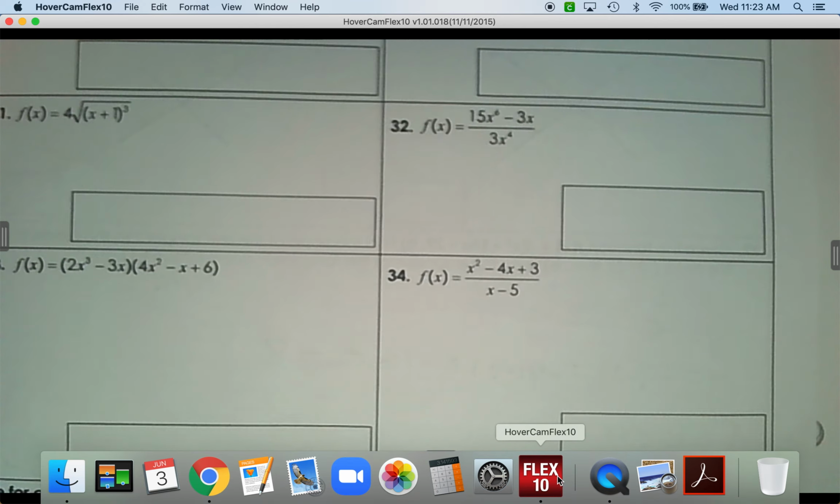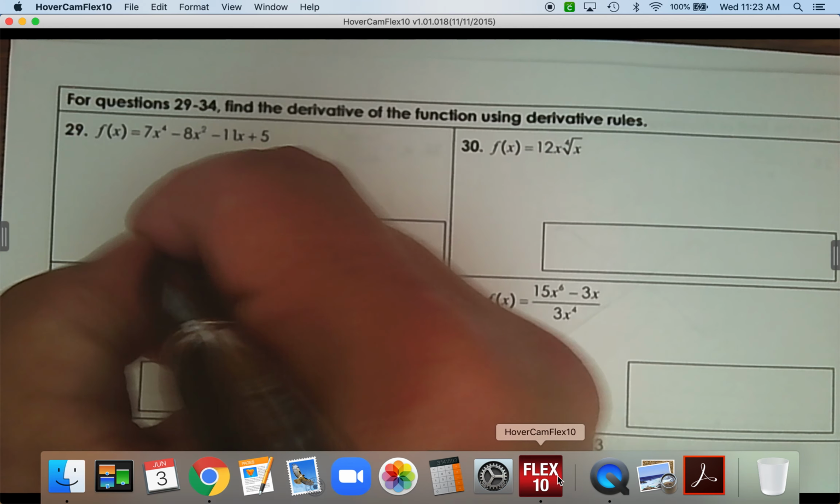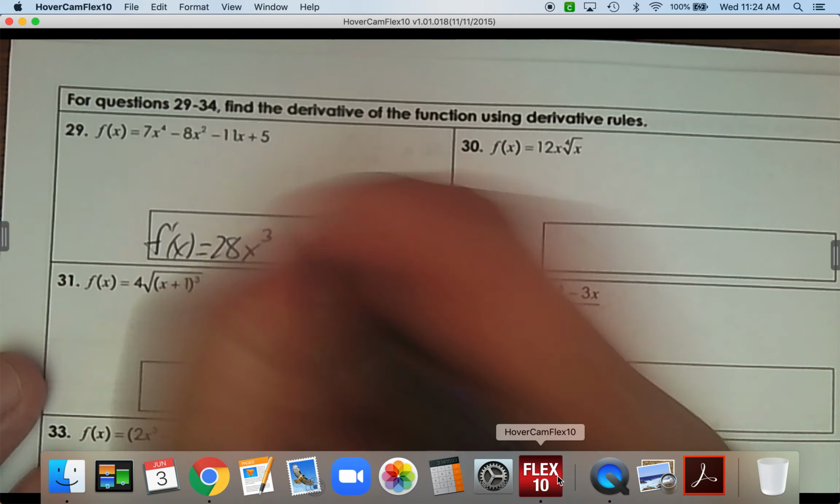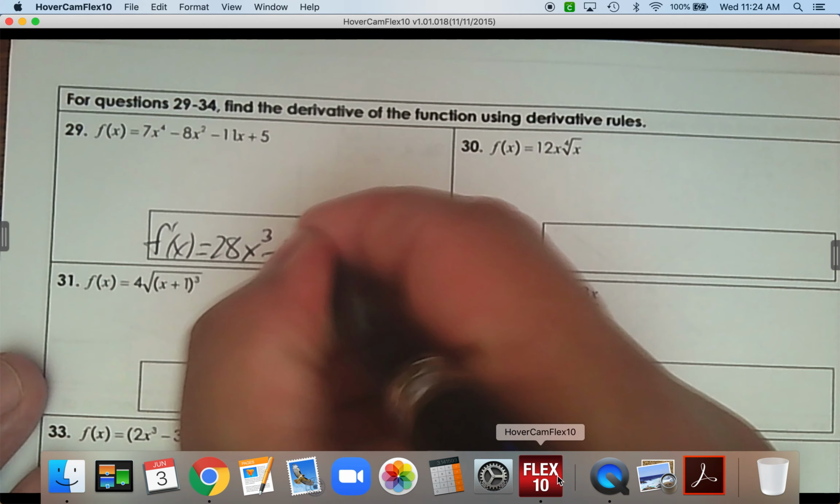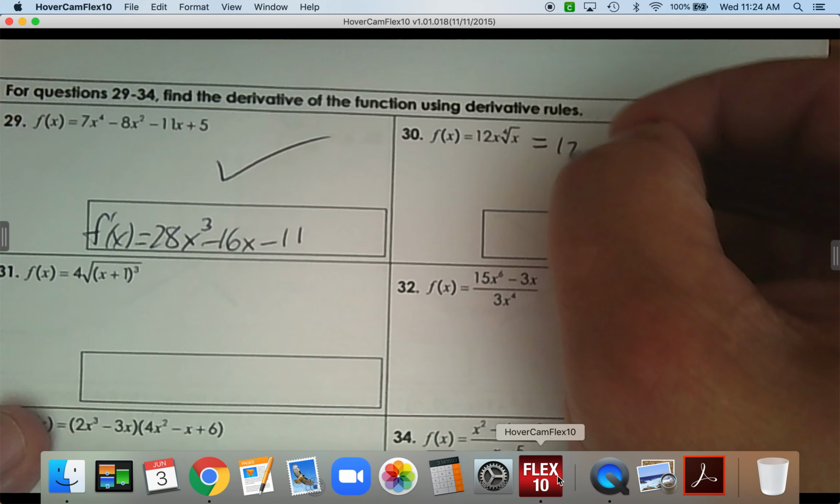All right, last page, here we go. Here we're using derivative rules. So can you take the derivative here using the power rule? 4 times 7, 28x cubed. 2 times negative 8, negative 11x. Check mark. Here, we're going to write this differently.